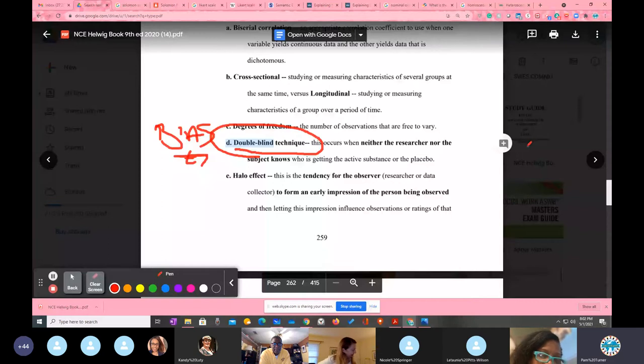As an adult, I do like carrots. I don't like peas, so I can't do that. But I do like carrots. But that's what that means. All that means is you're supposed to then prevent any experimenter bias.